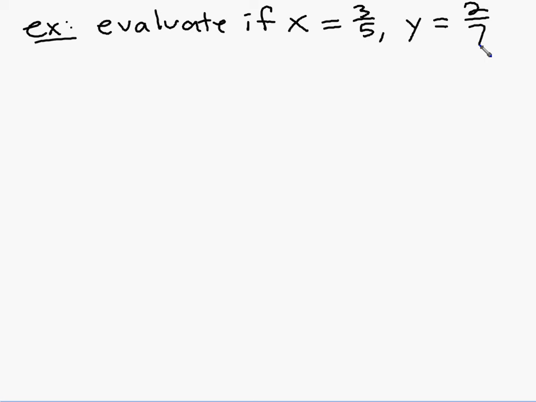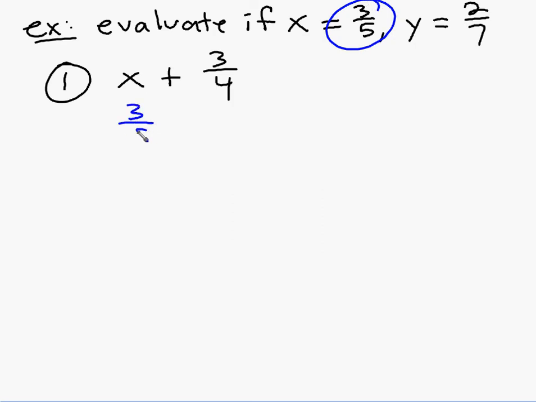Let's say that they gave me a problem like this. X plus 3/4. Well, don't I know what x is? What is x? X is 3/5. So my real problem is 3/5 plus 3/4. So now it's just a regular fraction problem like what we've been doing. Okay? What's the first step? Find the least common multiple.